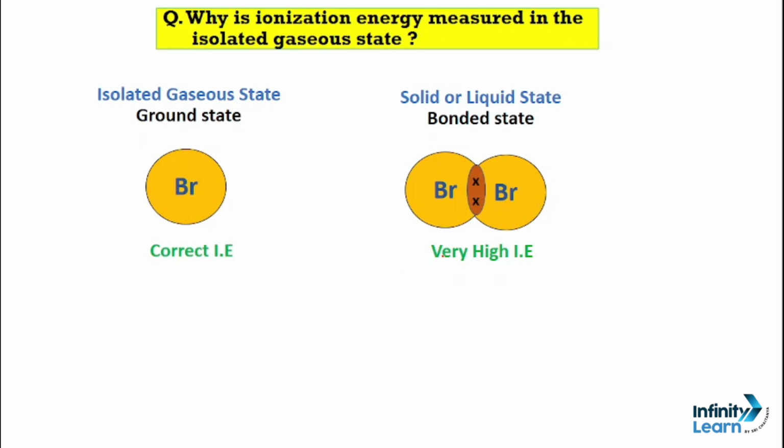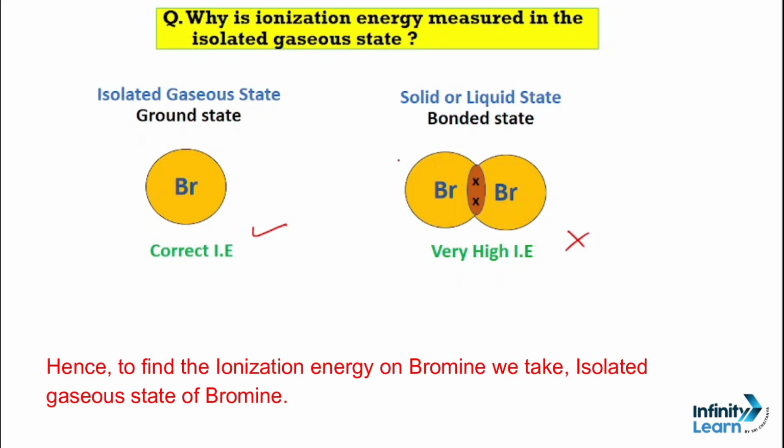Then here we require a very high ionization energy to remove an electron from this bonded state, and that will not be the correct value for the ionization of bromine. So very high ionization energy will not be required. Hence, to find the ionization energy of bromine, we take the isolated gaseous state of bromine, then find its ionization energy. Therefore, we say that ionization energy is measured in the isolated gaseous state.